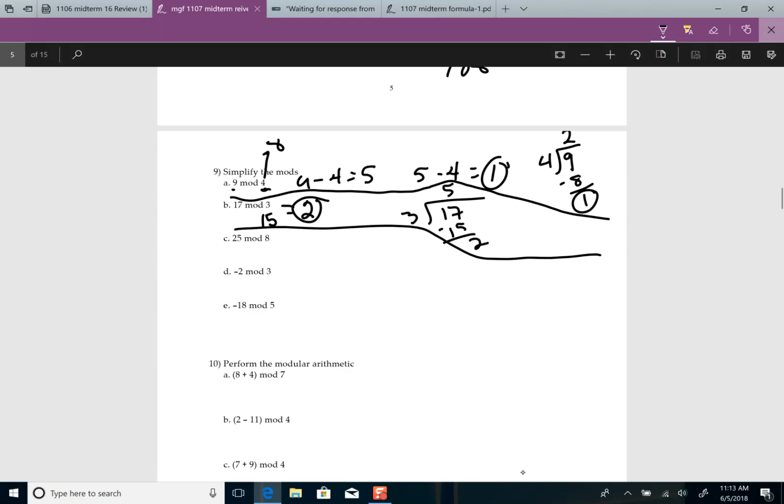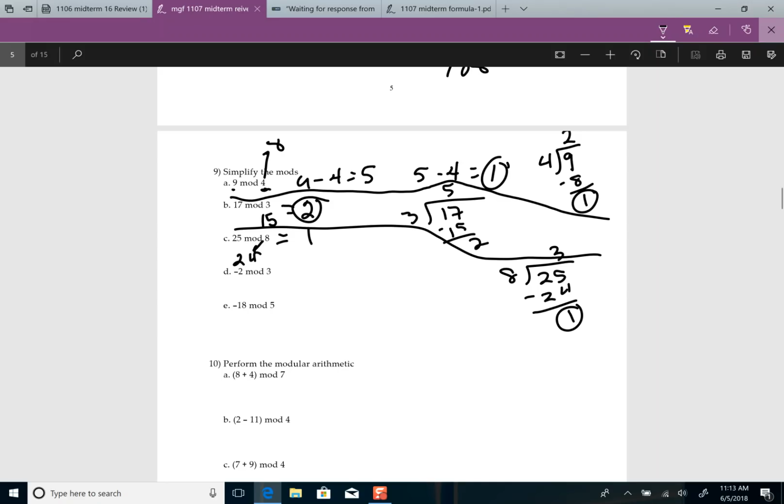Okay. So 25 mod 8, I'm thinking. So we can write it over here. 8 goes into 25 3 times, which gives me 24, and I have 1 left over. Or I was thinking 24 is a multiple of 8. 25 minus 24 is 1.